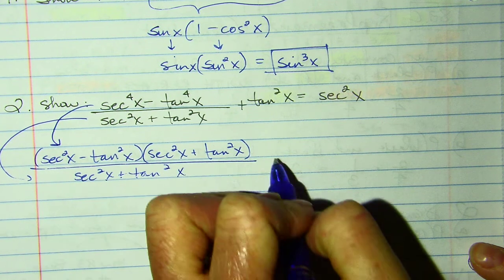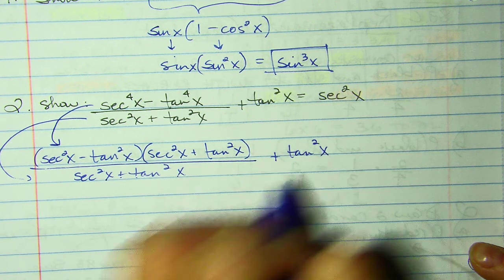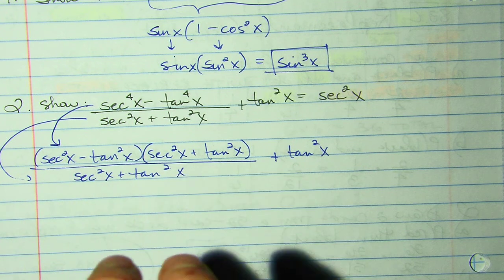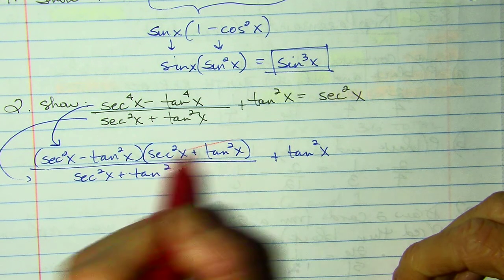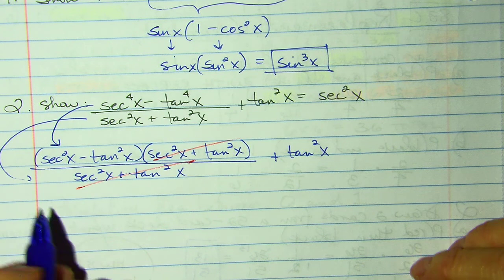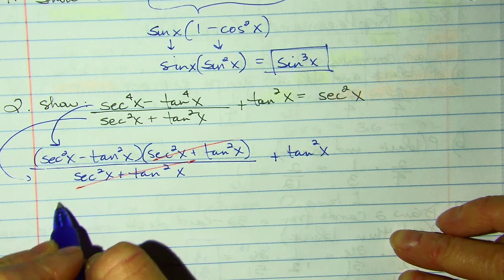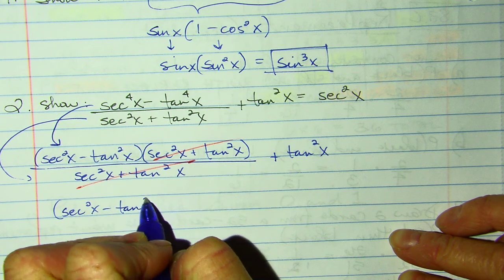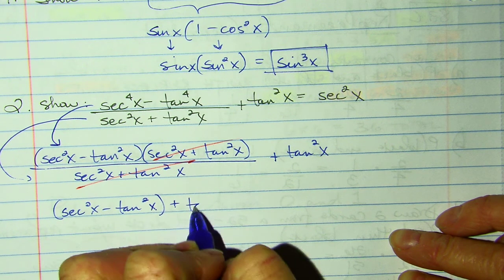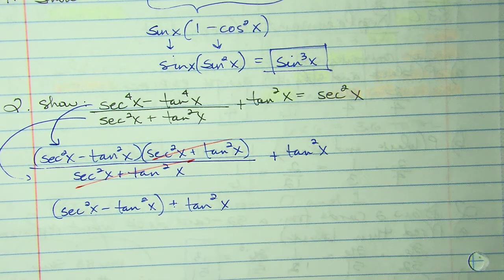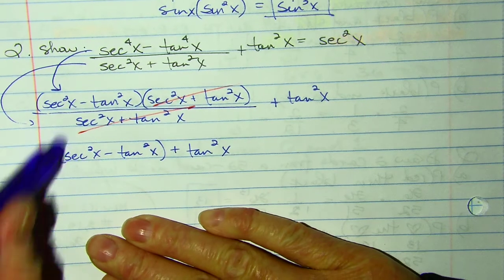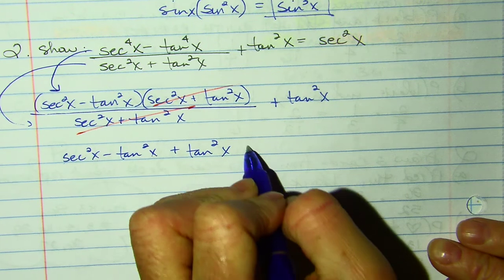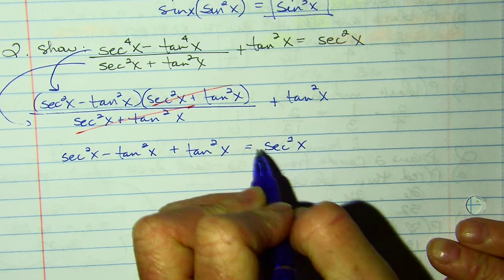And I'm sure you can already see what is going to cancel. So looking at this, or I'm going to grab another pen. I know these will cancel. And so I'm left with the secant squared x minus tangent squared x plus tangent squared x. And notice that if I take off the parentheses, the tangents would cancel, and I'm just left with the secant squared of x.